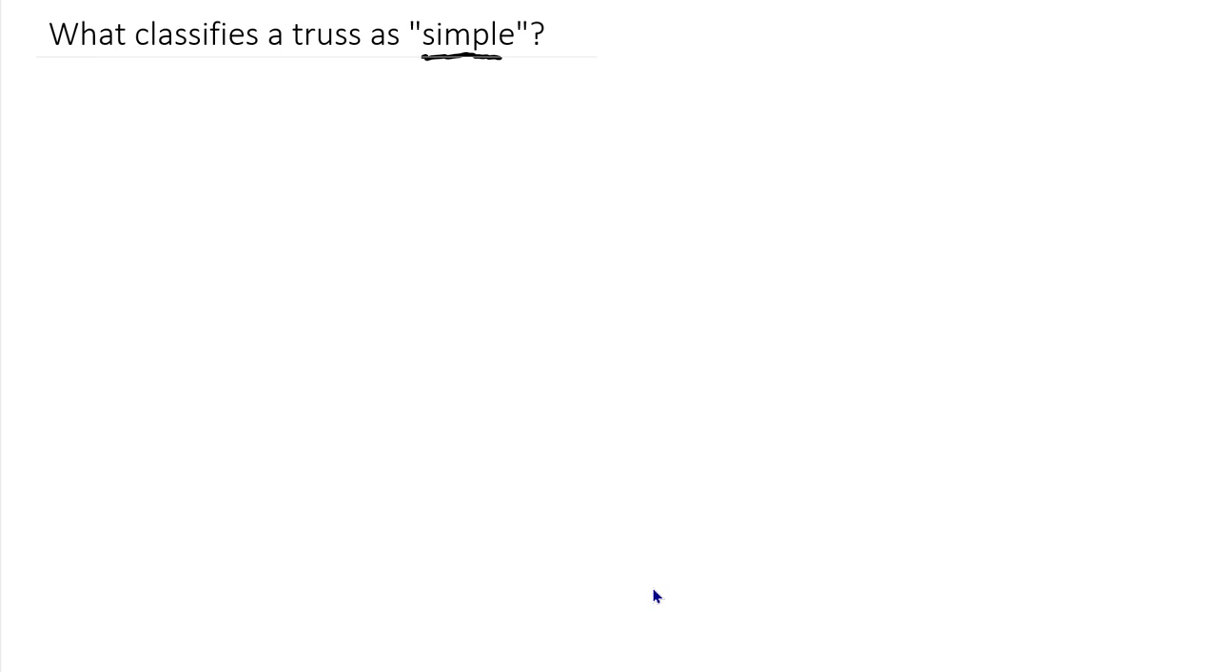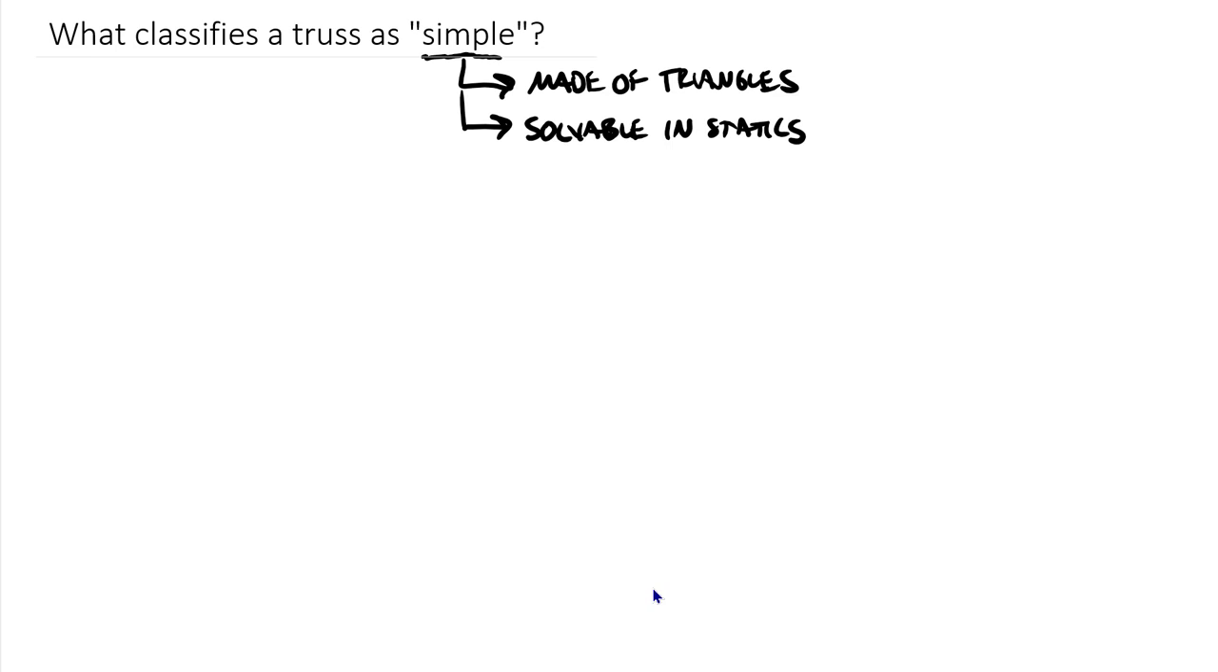In the simplest definition, you can think of simple as meaning made of triangles, kind of the visual clue if you have a simple truss. Another way of talking about simple is fundamentally solvable in statics. If you have other kinds of trusses which do not classify as simple, then we're going to need some more equations which we don't have yet in our problem-solving toolkit. So this idea actually builds upon stability and determinacy, which we talked about for single rigid bodies, okay?